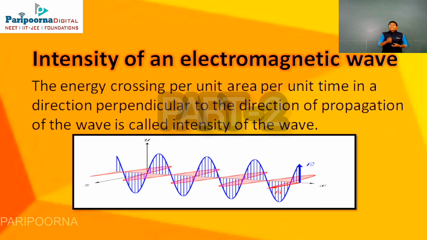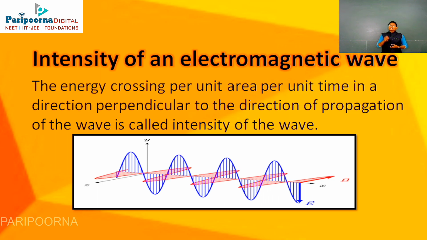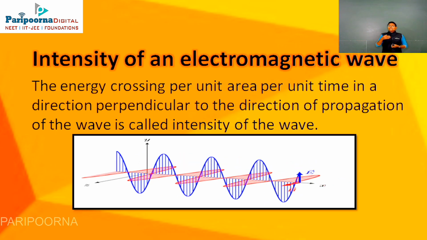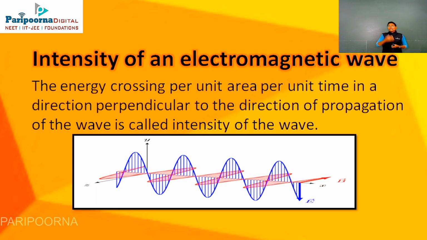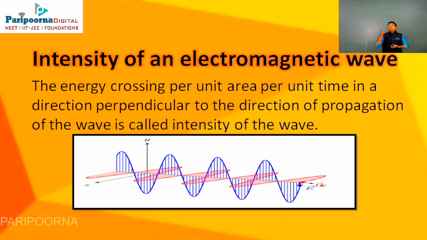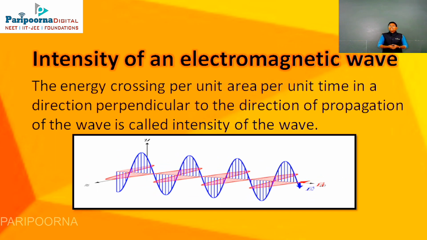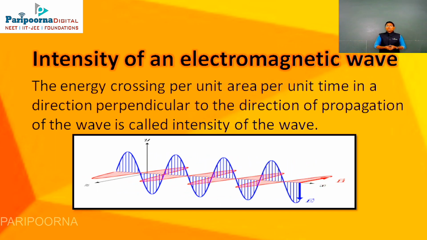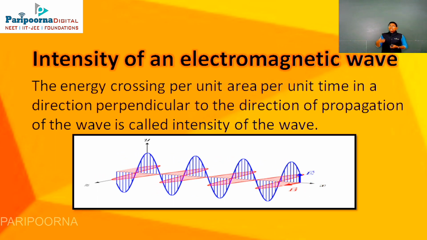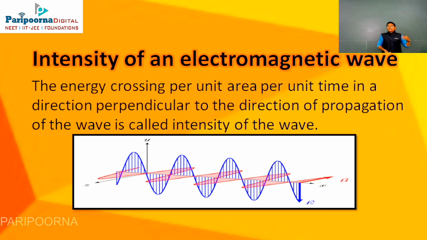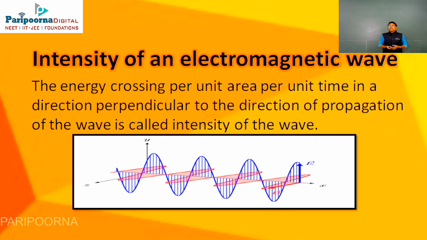So here comes the intensity of an electromagnetic wave. The energy crossing per unit area per unit time in a direction perpendicular to the direction of propagation of the wave is called the intensity of the wave. Can you observe it from the image? That is the energy crossing per unit area per unit time, in the direction of propagation of the wave. It is the intensity of the wave.